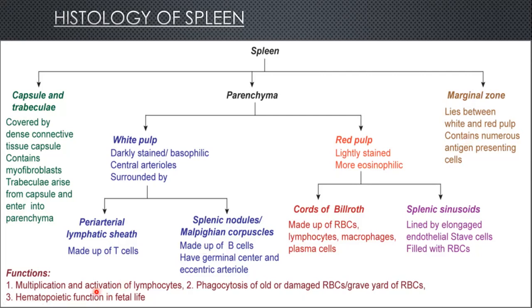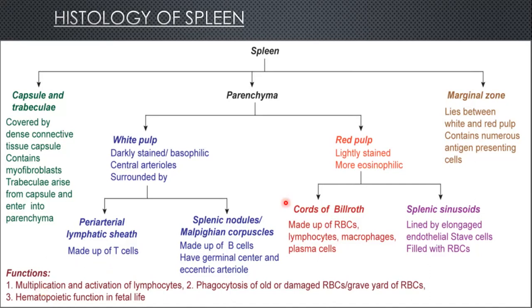Functions: it is a site for multiplication and activation of lymphocytes. Phagocytosis of old and damaged red blood cells. It is the graveyard of red blood cells. And it also has a hematopoietic function in fetal life. The spleen is where blood is formed during fetal life. But once you become an adult, that is where our red blood cells go to be destroyed.